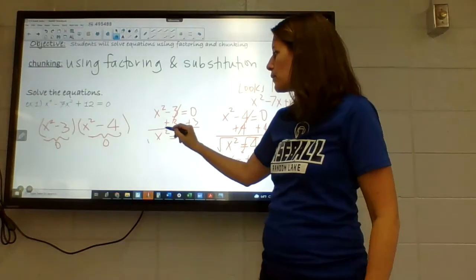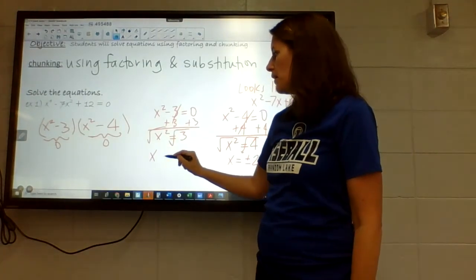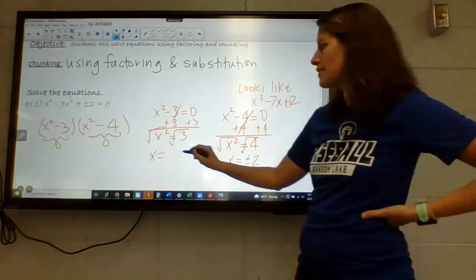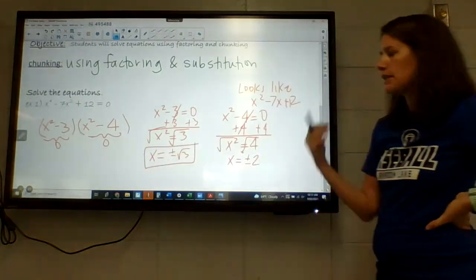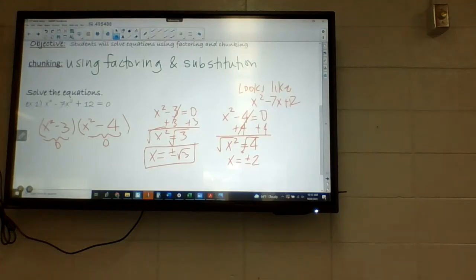So we're going to take the square root. Now, the square root of 3 is a crazy decimal. I don't need you to write out the crazy decimal. We're just going to write plus or minus the square root of 3. That's fine. Both answers, positive and negative, should work, so we're just going to include them both.